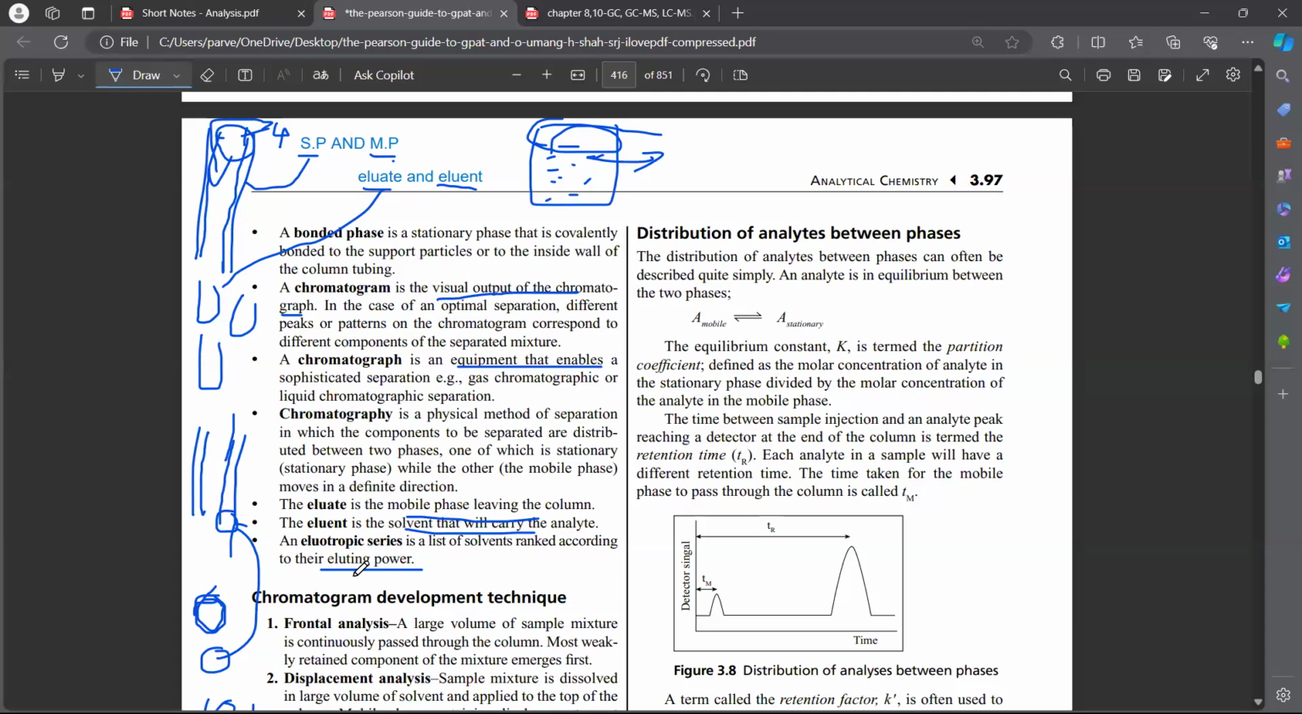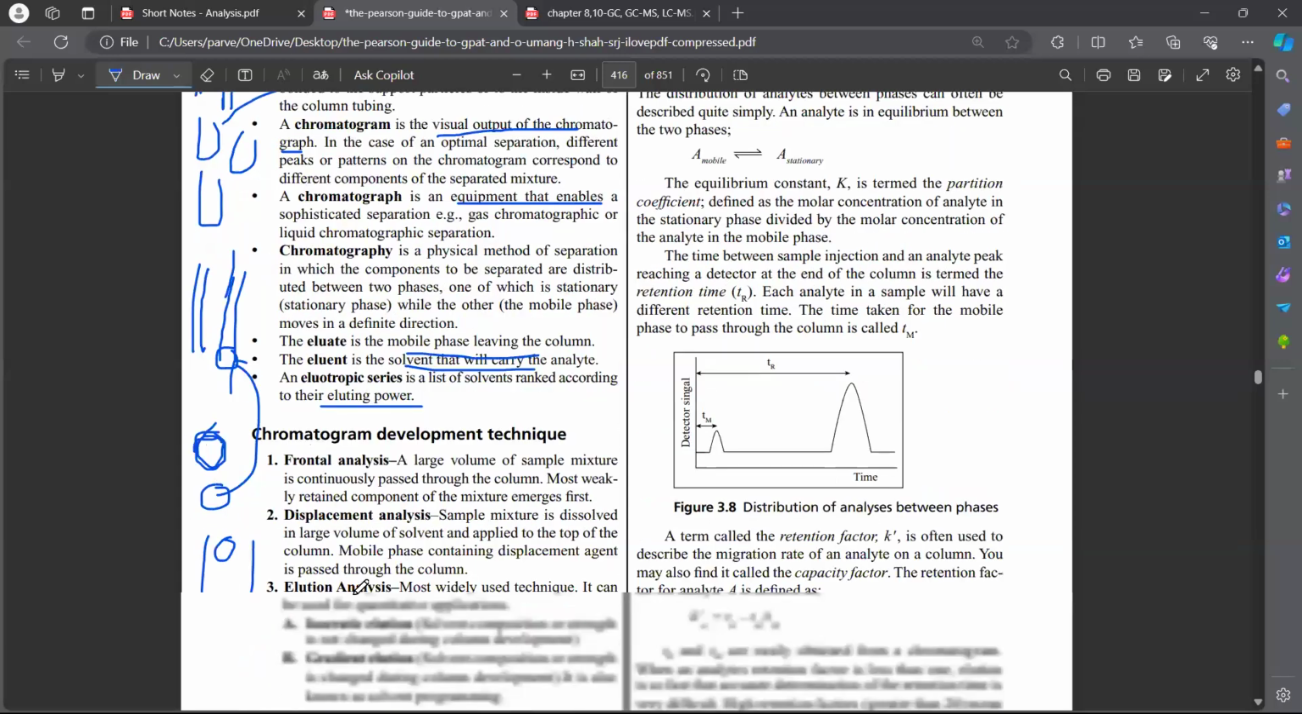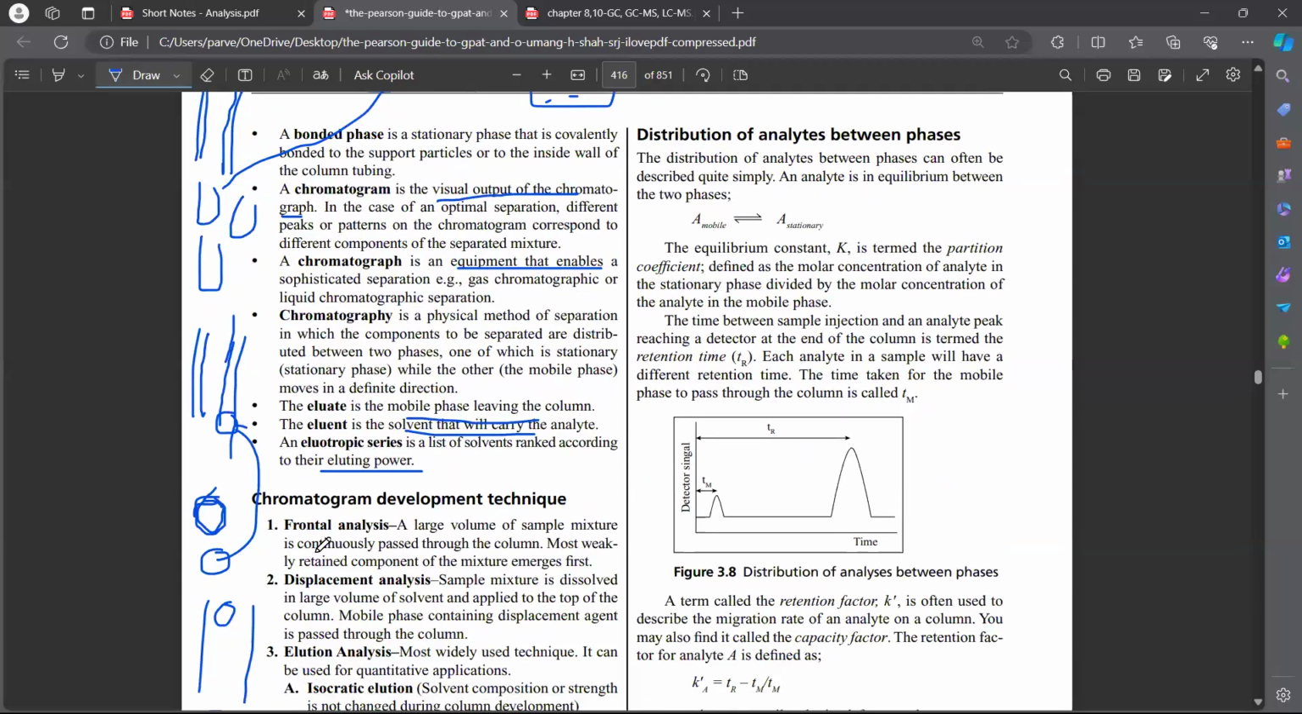In industries, is mostly normal phase or reverse phase used? Reverse phase. Good, great, Deepika, great. So basically, the most widely used is the reverse phase chromatography because the polar solvents are cheaper in nature and easily available, and they are somewhat environmentally friendly. So basically, there are different types of analysis that can be done.